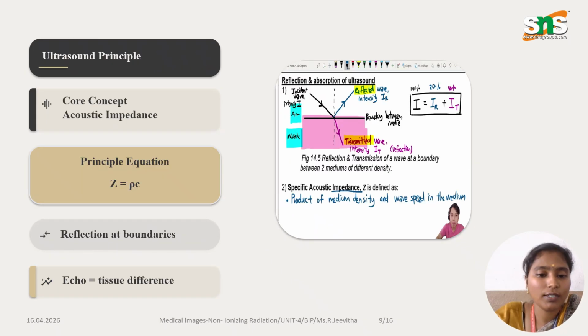Now, ultrasound. The core concept is acoustic impedance. Z equal to rho C, where rho is the density and C is the speed of sound. When sound travels through the body, it reflects at boundaries. For example, tissue to fluid, organ boundaries. The important idea is that echo strength depends on the tissue difference. So the image is formed from reflected sound waves.